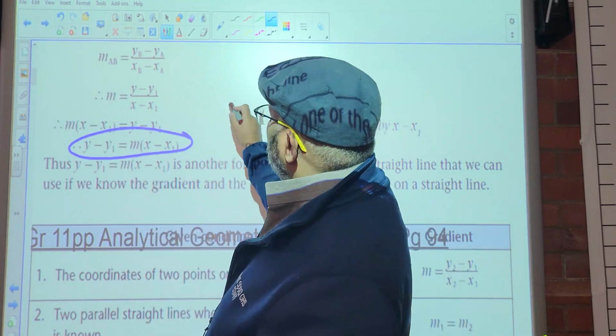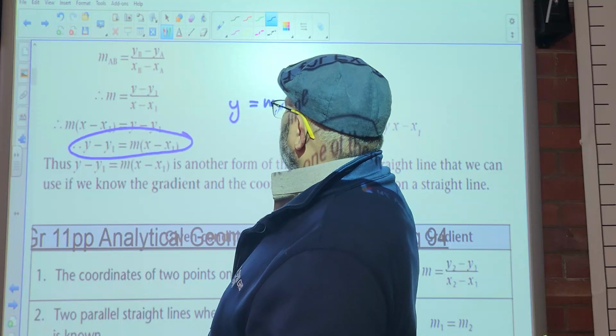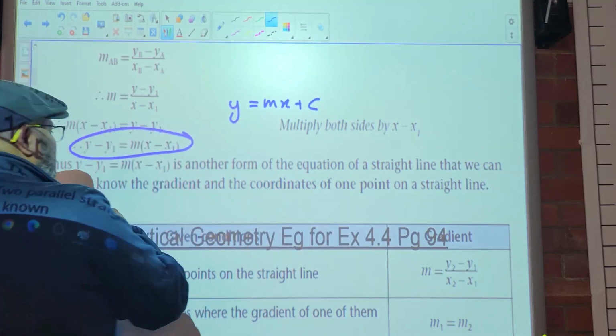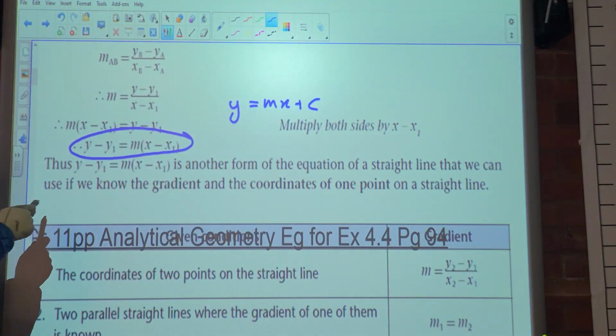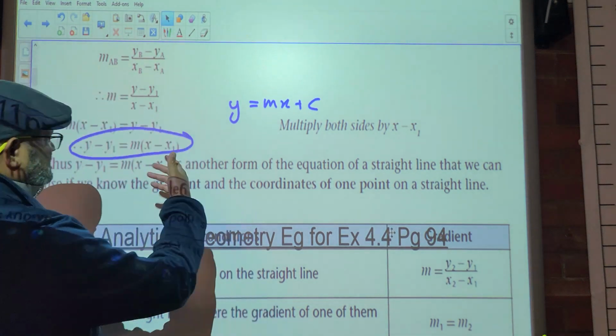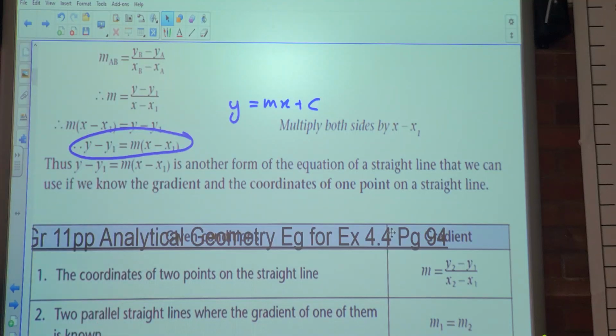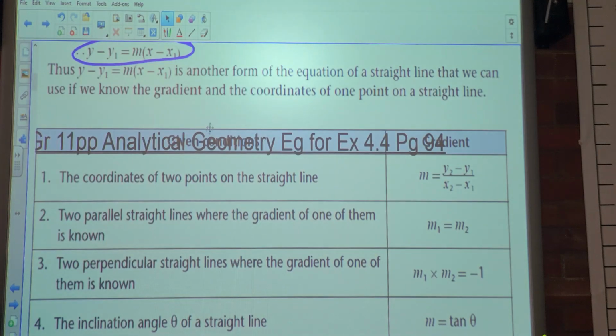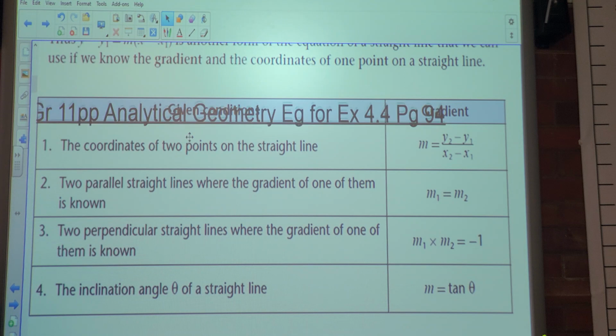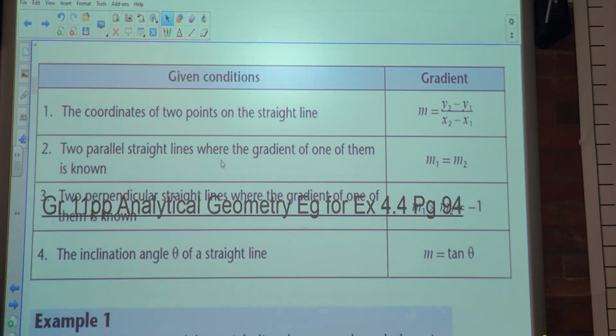But what do we use? We use y is equal to mx plus c. But just a note, there's another way of using that. You'll never see me use that, because I just use this, y is equal to mx plus c. Here we are now given the coordinates of two points.